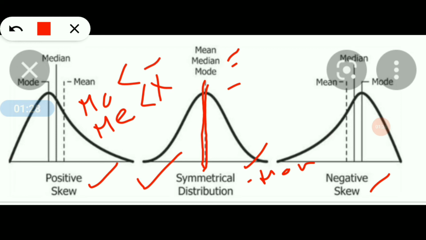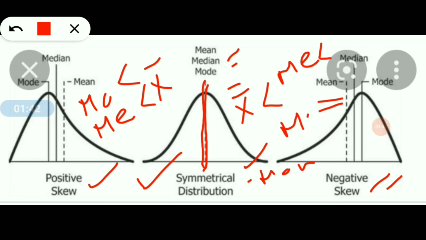So now going to the negatively skewed distribution. Here we can see the mean, x bar, is less than median, which is less than mode. I think the difference between the positively skewed distribution and the negatively skewed distribution is clear, and what is the actual place of mean, median, mode in both positively and negatively skewed distributions. I think this is clear.